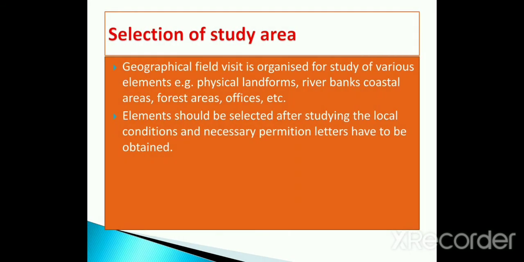Next point is given: selection of study area. Geographical field visit is organized for study of various elements. Example: physical landforms, river banks, dams, coastal areas, tourism sites, offices or museums related to geographical elements, village, forest areas, etc. And elements should be selected after studying the local condition, and necessary permission letters have to be obtained. If you want to visit any place, you have to take permission from the local office.